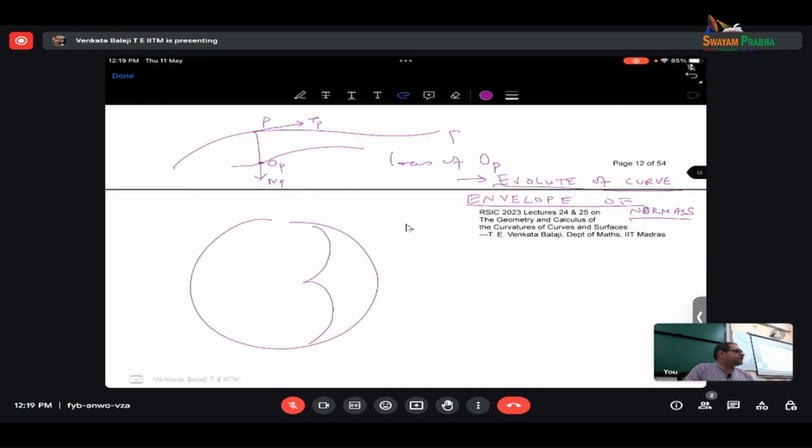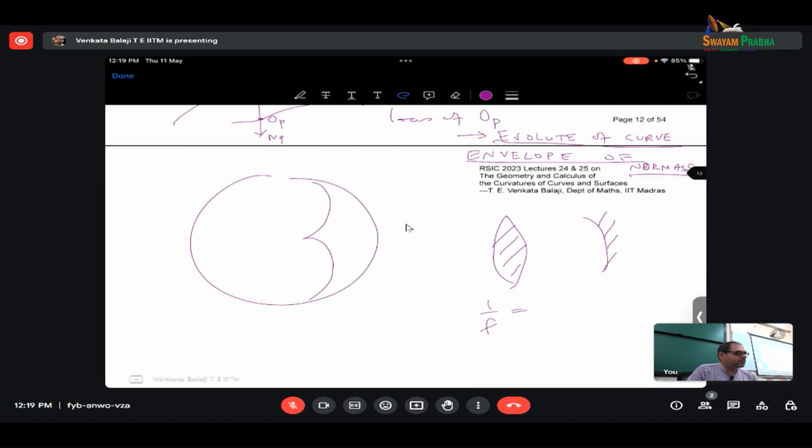In school physics, if you give me a convex lens or concave mirror or convex mirror, whatever it is, you use this 1 by f is equal to 1 by u plus 1 by v. You use this formula, and what is it called? The lens formula, more or less the same with the sign convention. But is this formula correct? It's called the thin lens formula.